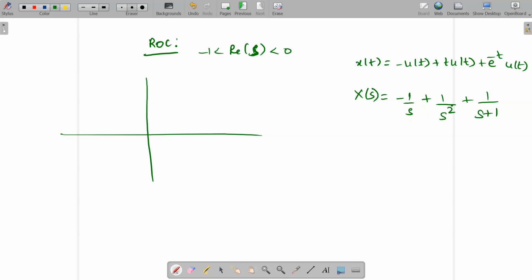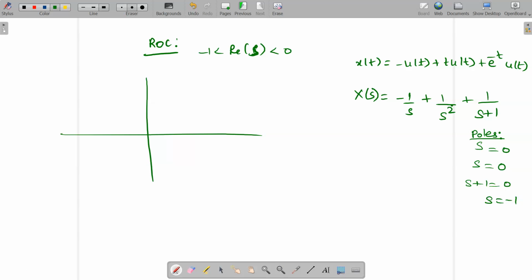Poles means equate your denominator to 0. So equate the denominator of your first term to 0. So one pole exists at s equal to 0. Another, in the second term also, the pole exists at 0. Third term also, what is your third term? Third term s plus 1 equal to 0, so s equal to minus 1.